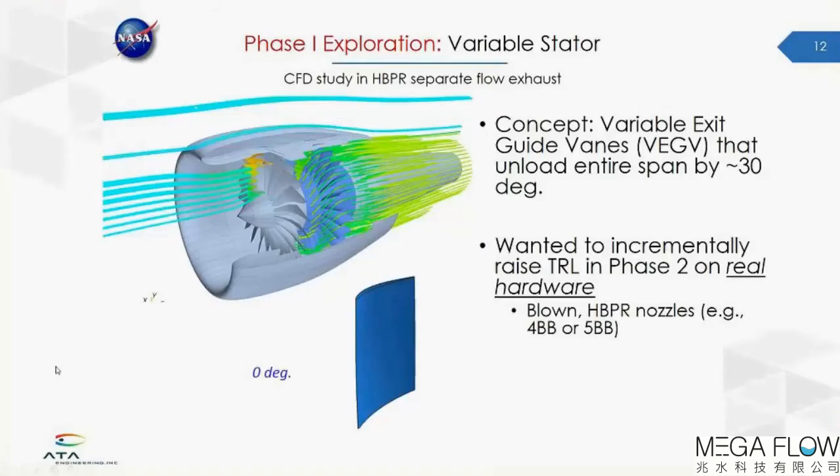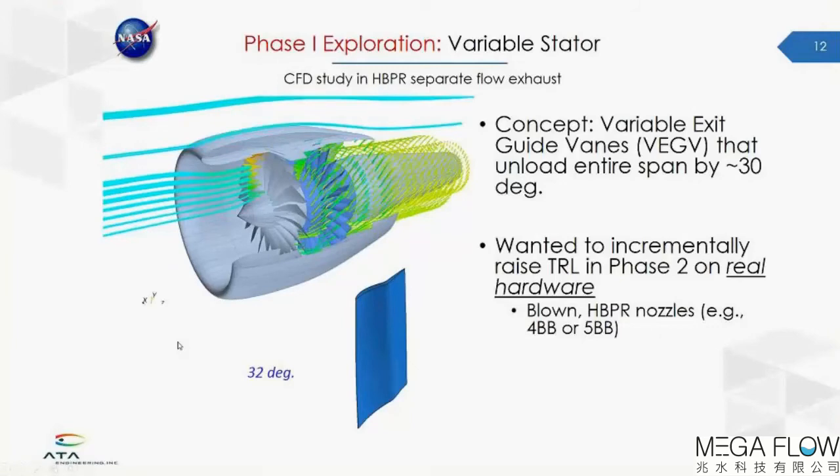The flow that you see pictured would be the conventional or the baseline setup, and we explored whether a variable geometry exit guide vane could then be allowed to pass a swirling flow. And we demonstrated that there was potential for this type of concept, and in phase 2 of the project we wanted to simulate such fan-driven high bypass swirling exhaust flows on real hardware. So we decided we would focus on blown nozzle testing.